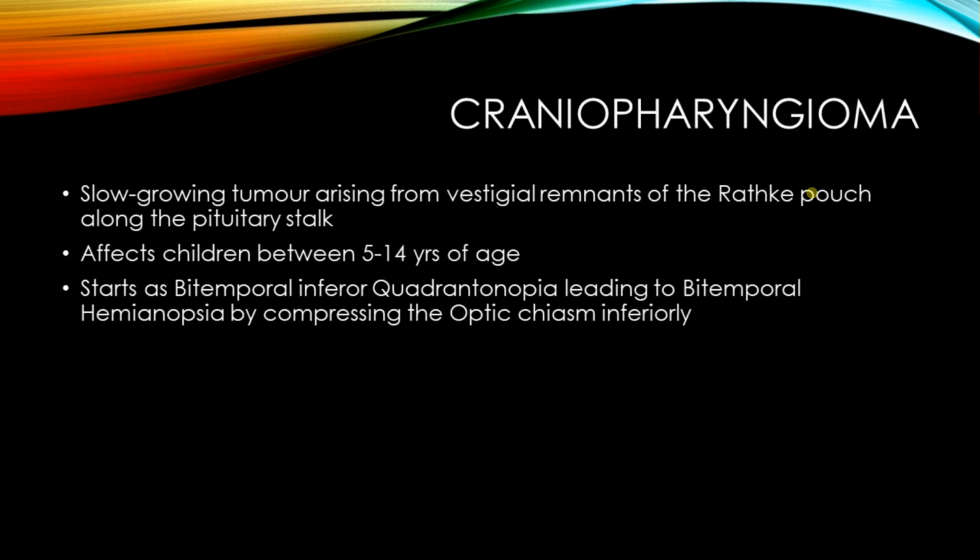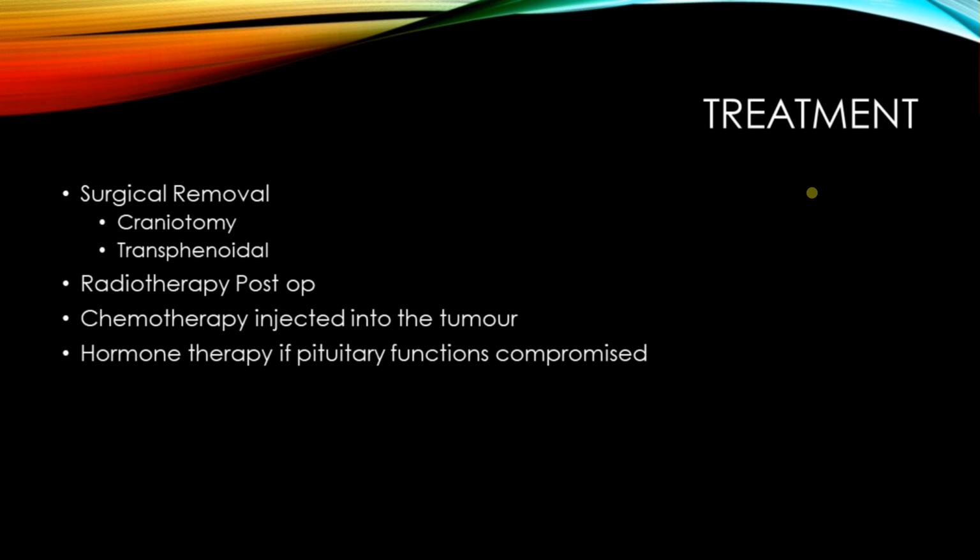So, what is a craniopharyngioma? It's a slow-growing tumor arising from the vestigial remnants of the Rathke's pouch, which I showed before, along the pituitary stalk, and it affects children between the ages of 5 to 14 years of age. And our patient was slightly older in age. It starts as a bitemporal inferior quadrantanopia because it presses from below and leads to bitemporal hemianopia by compressing the optic chiasm. This is opposite to a pituitary adenoma, which would start as a bilateral superior visual field loss.